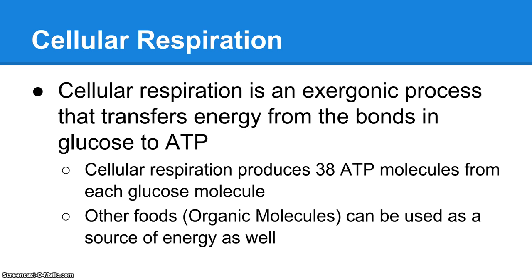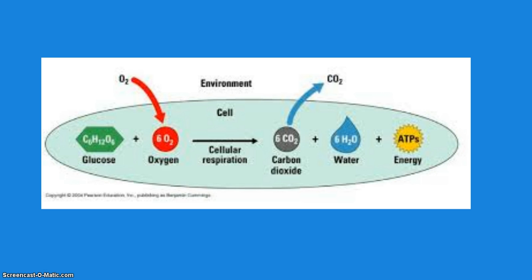Because remember, glucose cannot be used, but ATP can. Cellular respiration produces 38 ATP molecules from each glucose molecule. Other foods, organic molecules, can be used as a source of energy as well, and you're also going to produce ATP from those as well. You must use organic molecules though. You cannot use anything else. You can't use water. The bonds there do not have the energy to release into ATP.